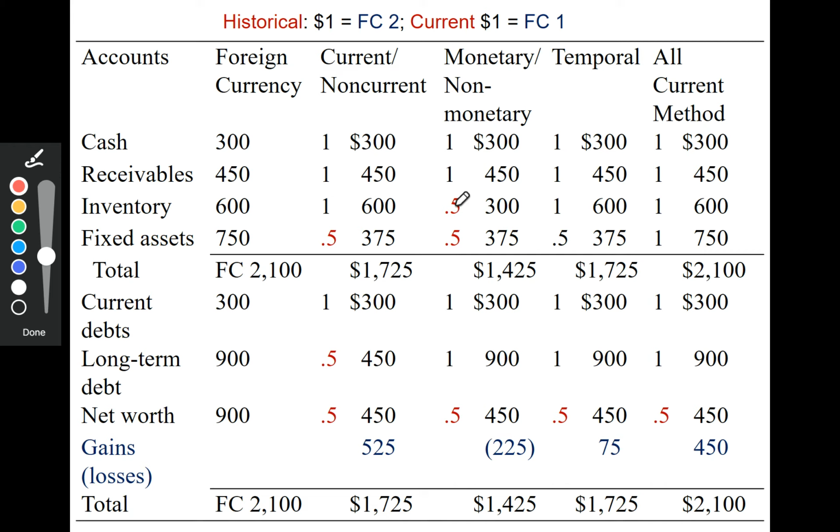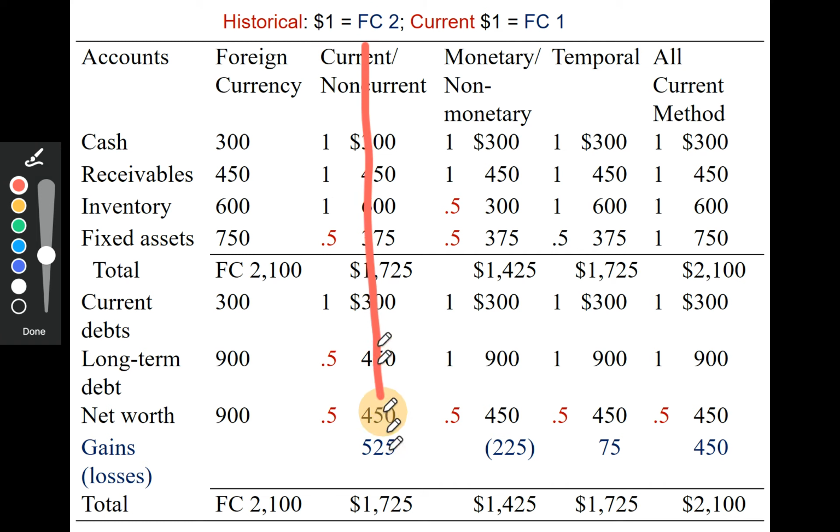Because they are not money, they are non-monetary, we multiply it by half. Fixed assets, again, these are physical real assets, we multiply by half, or the long-term exchange rate. Then we go to the next step and actually do the multiplying. This 1 gets multiplied by that 300 and gives us $300. 1 times 450 gives us $450. Half of 600 gives us $300. Half of 750 gives us 375.